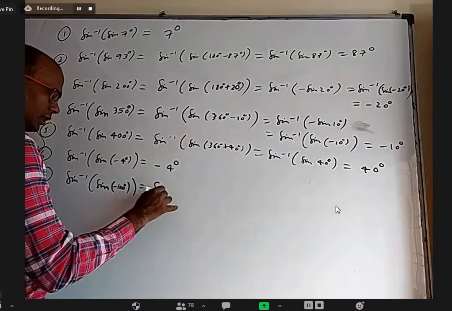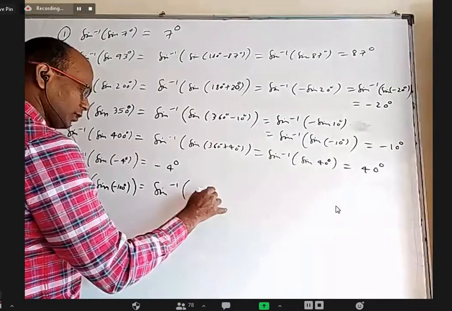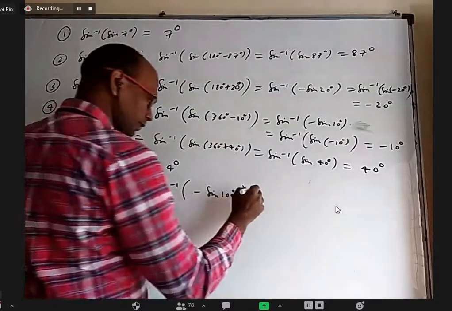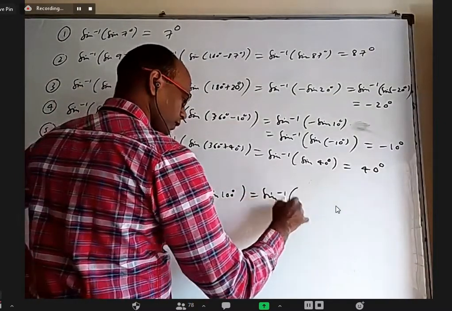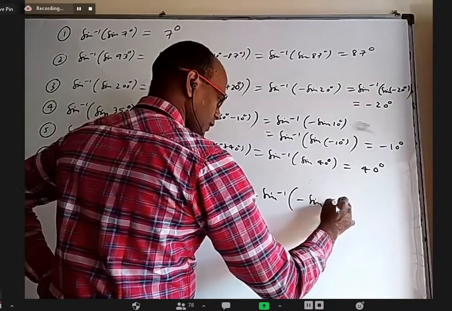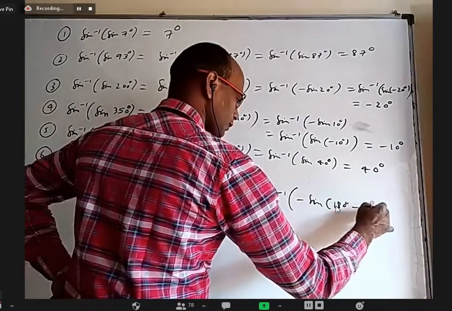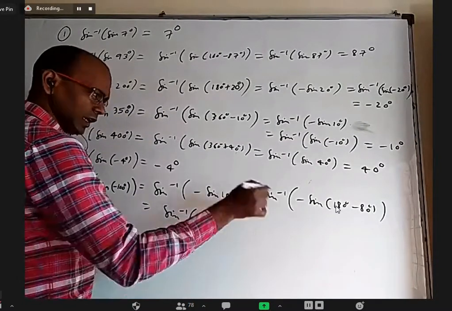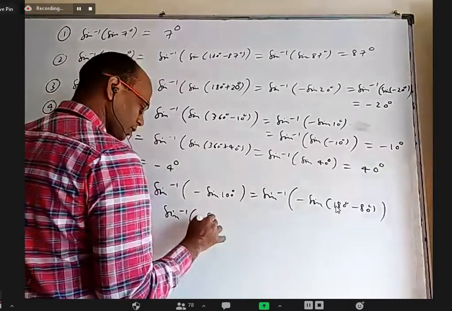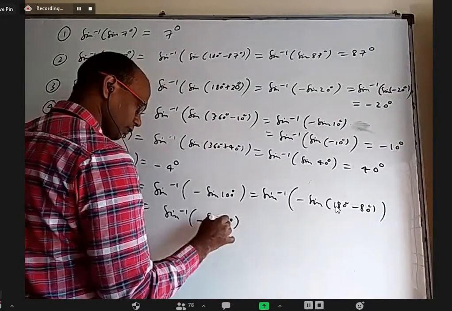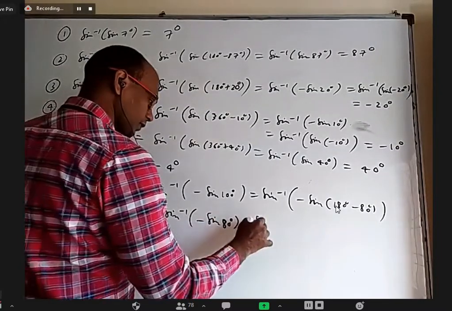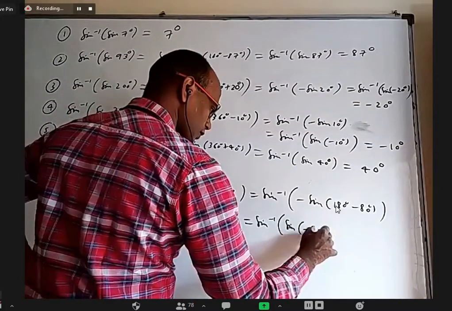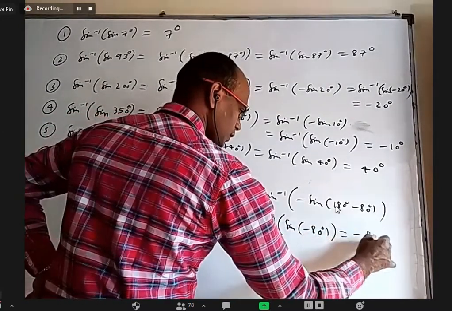Yes, I think. Sine inverse, I can write minus sine 100 degrees. First of all, take a minus outside. And this 100, I can write 180 minus 80. Sine 180 minus theta is sine theta, so that is going to be sine 80 degrees. You can take this minus inside. You get sine inverse sine minus 80 degrees, which is minus 80 degrees.